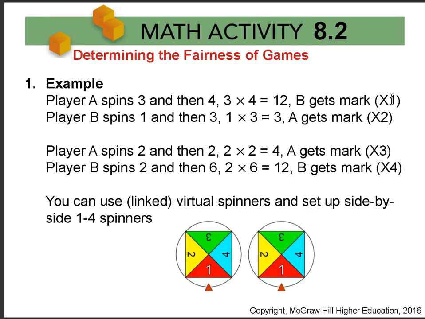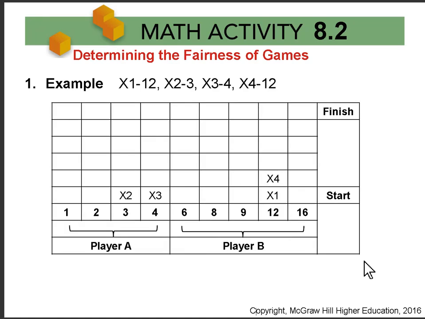You can just mark an X. Then if player B spins and gets a 3, A would get the mark. If player A spins and gets a 4, A gets the mark. If player B spins and gets a 12, B gets the mark. And then you can also use linked virtual spinners here and just set up 2 4-sided spinners side by side. So here's my example. Here are my numbers. Remember, I have a 12, a 3, a 4, and a 12, and I would put X's above these numbers on my game grid.